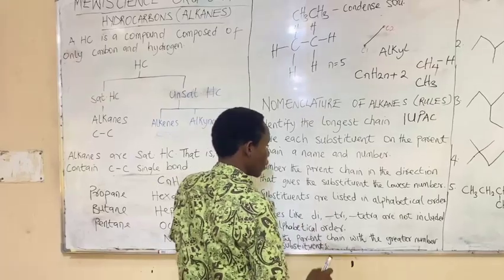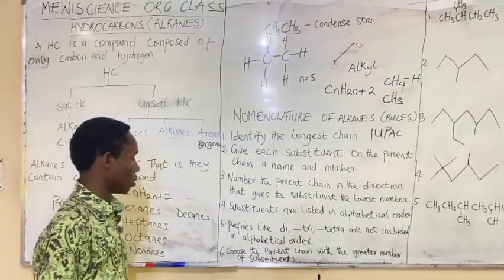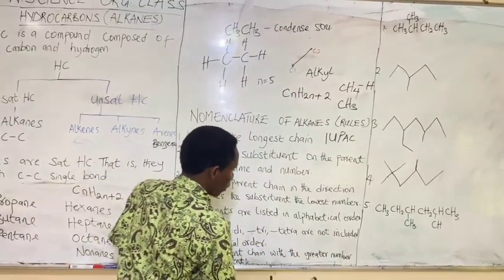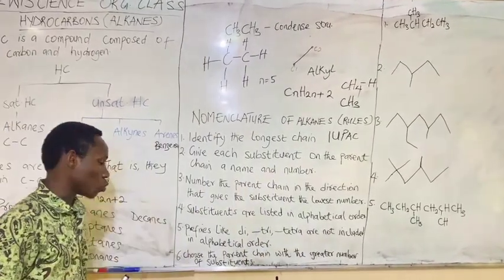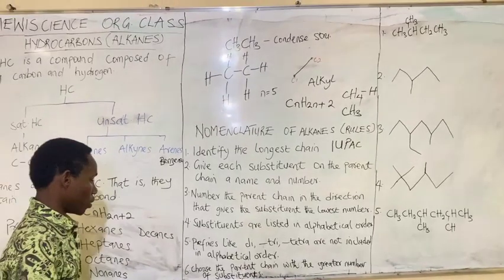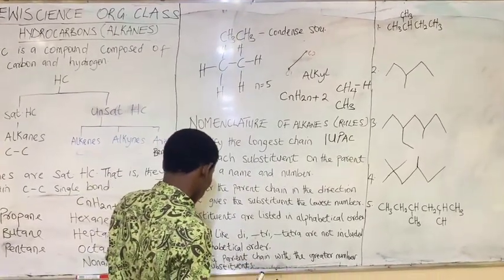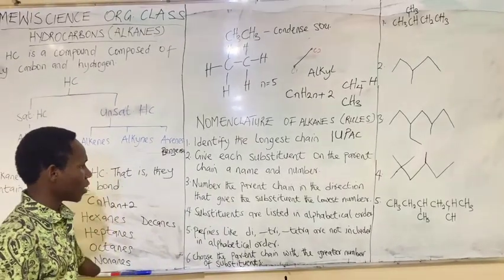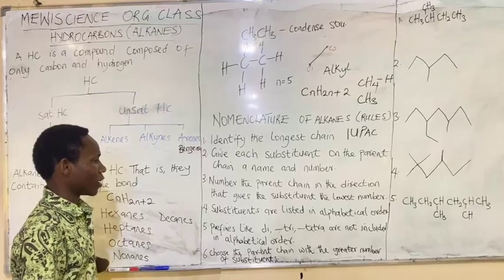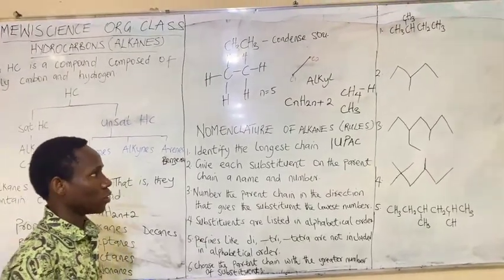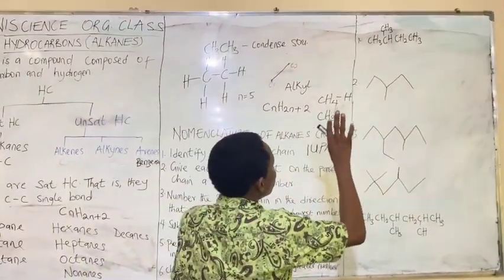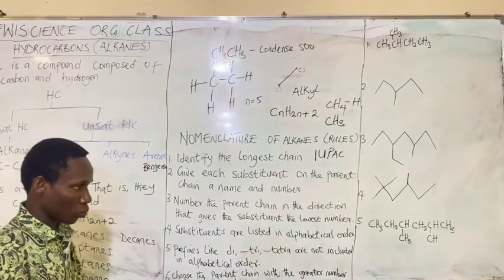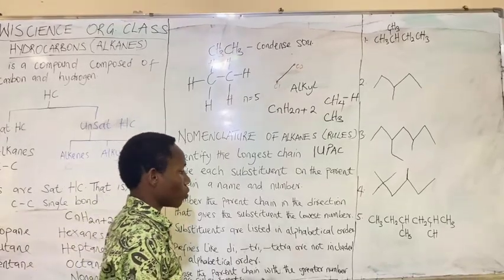Substituents are listed in alphabetical order. Prefixes like di, tri, tetra are not included in alphabetical order. Then choose the parent chain with the greater number of substituents. Alright, I know you're already wondering how you will get to know all of these, how you will memorize all of this. Don't worry yourself. By the time we start naming compounds, you will know how to apply these rules, and definitely you will know them without even memorizing them.